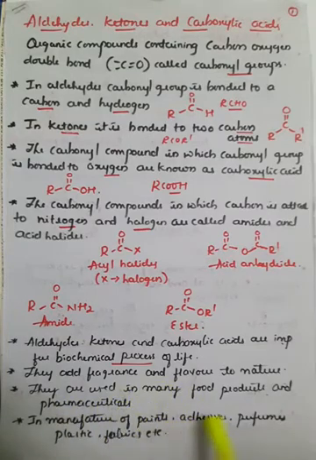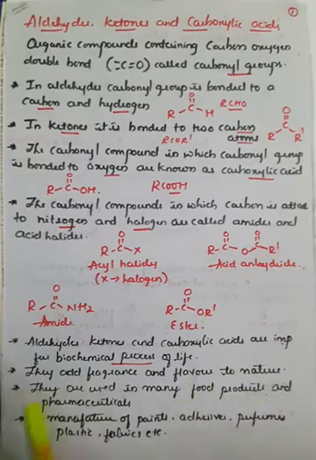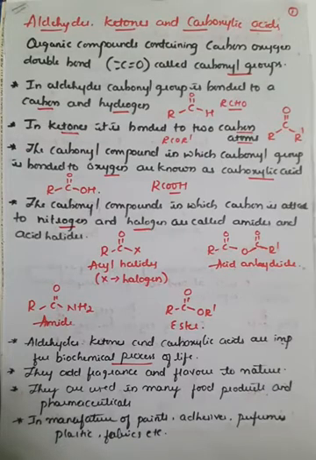And they are also used in many food products, as I already said. They are mainly used in food products and pharmaceuticals, generally in the preparation of drugs, which are nothing but medicines, in the manufacture of medicines. So these aldehydes, ketones and carboxylic groups are used. And even in the manufacture of paints, adhesives and perfumes, as well as plastics and fabrics.